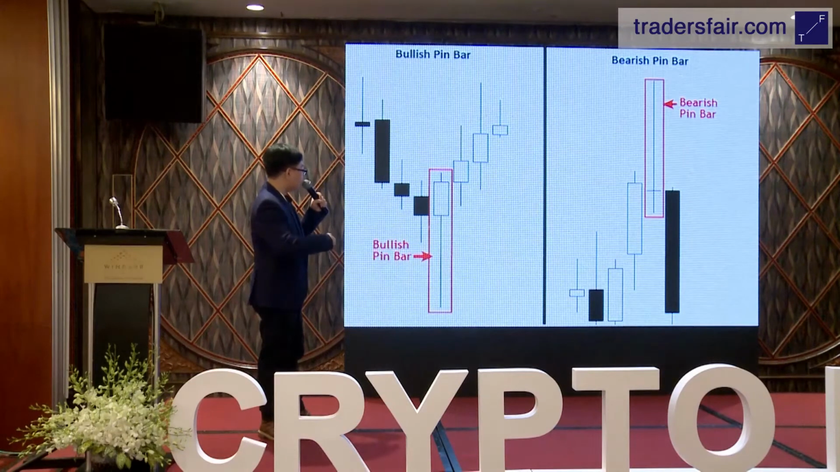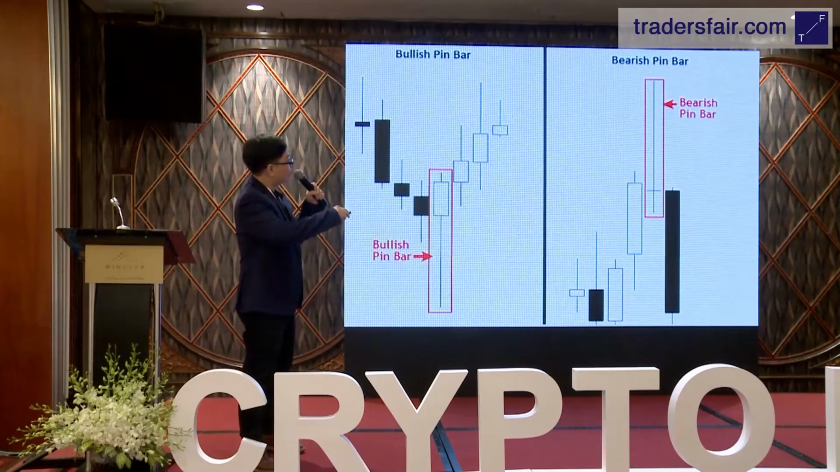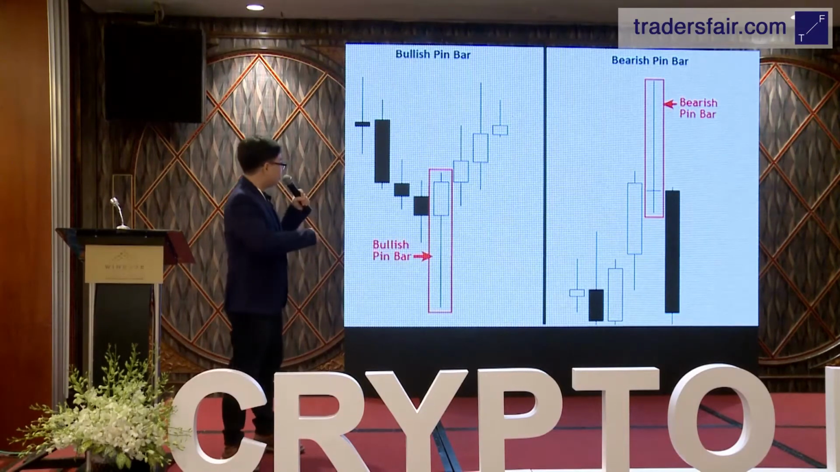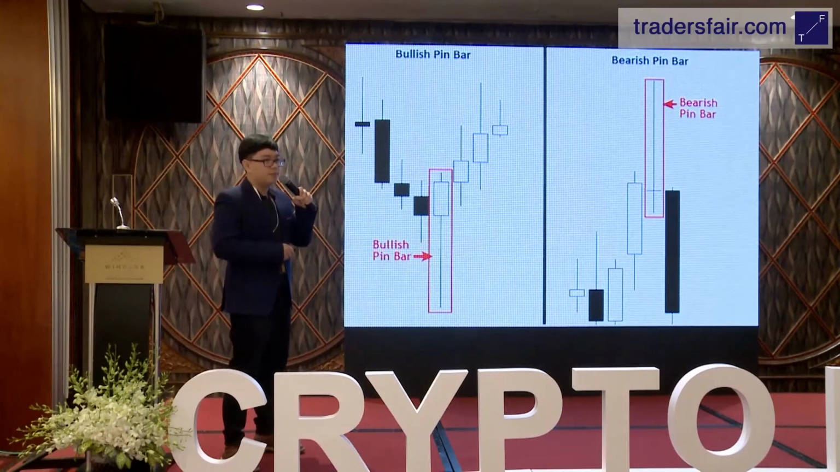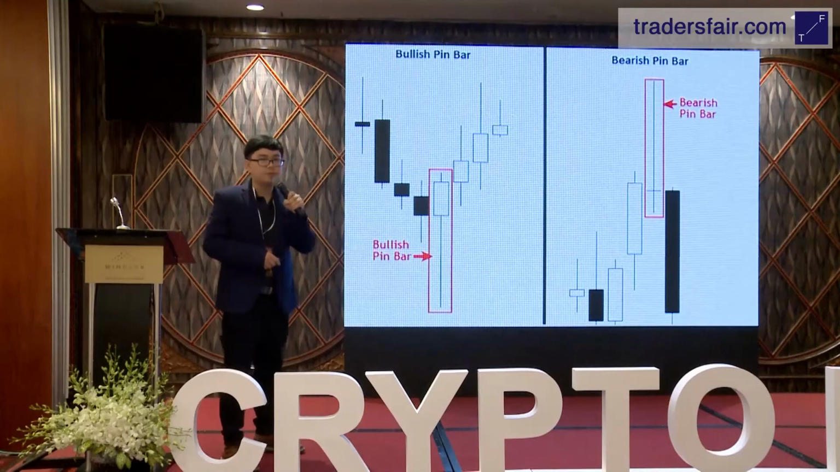It has a long tail and a small body. You see that? This one also has a long tail, upper tail, and a small body. And the body has to be close to the nose or the head of the pin bar, right there. It has to be close to the head of the pin bar.